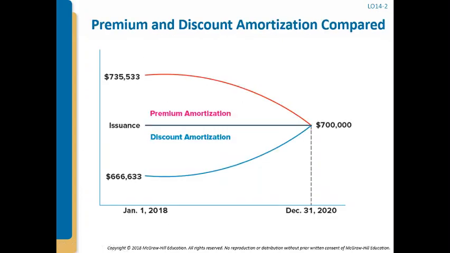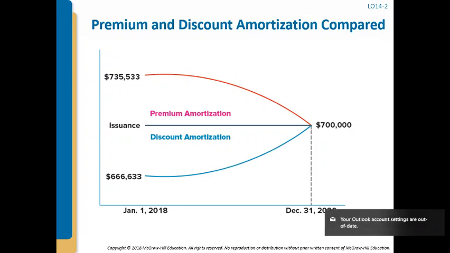So like I say, you almost have a negative amortization for premium. You're reducing the amount of the premium, whereas you're increasing the amount of, well, it's kind of hard to explain, but one's like a negative amortization, getting the book value down to 700,000 from 735, whereas the other is increasing the book value up to 700,000.